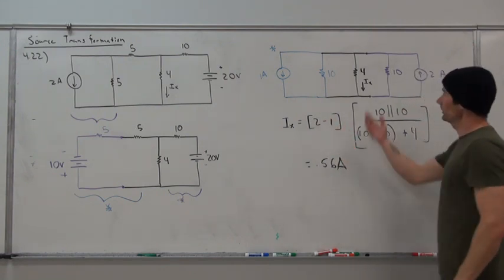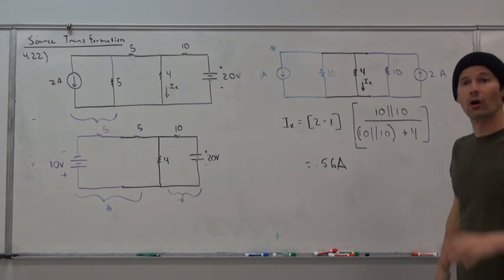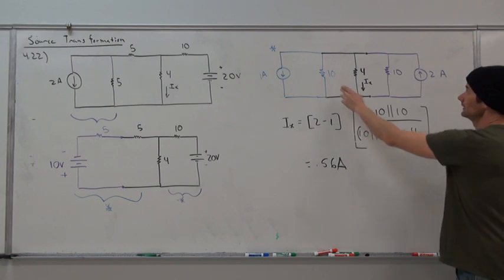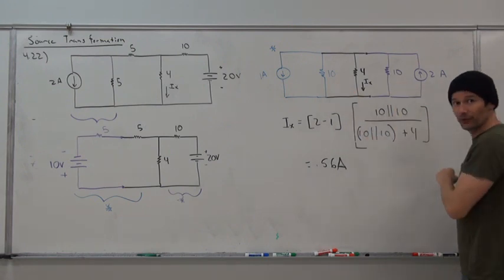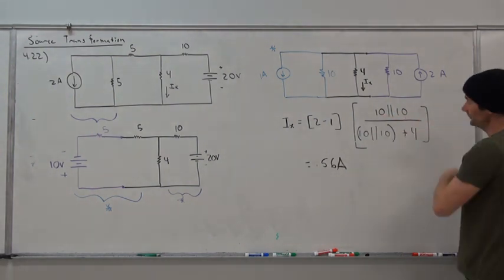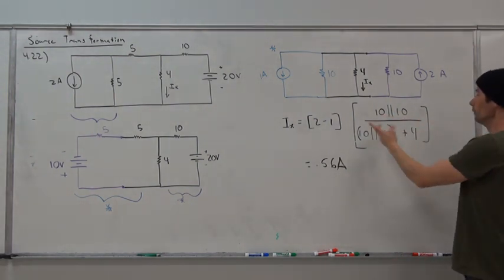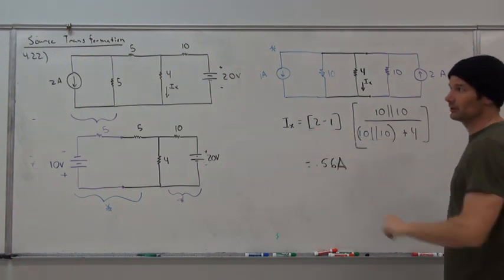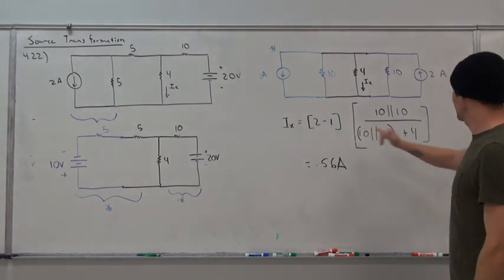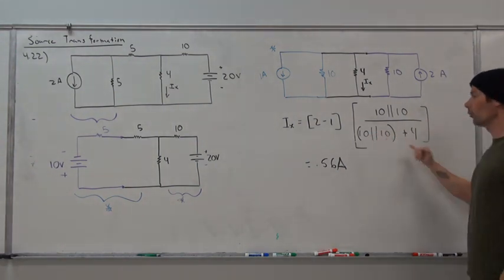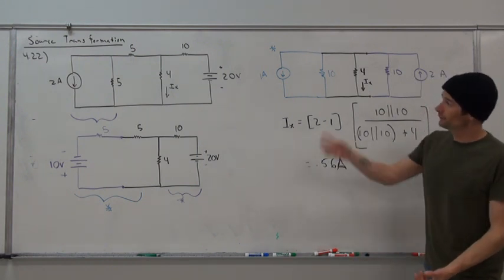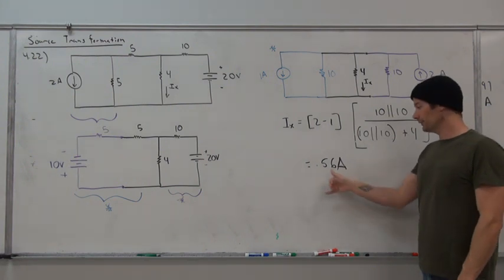So because we have 3 elements in parallel, remember current division only works for 2 elements in parallel. So all we do is take 10 ohms and 10 ohms, put those together in parallel for their equivalent. So 10 ohms in parallel with 10, which is obviously just 5, over 5 plus 4. Remember, with current division, we put the opposite resistance in the numerator. So here we go through 1 amp, and this proportion through current division renders a final current value flowing through that 4 ohm resistor of 0.56 amps.